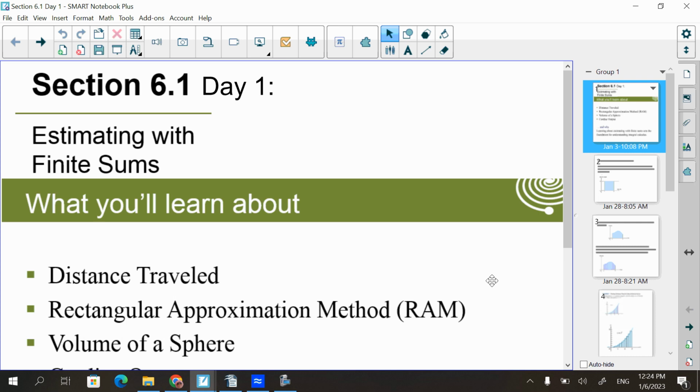Chapters 6, 7, and 8 are what we have left to do. We'll get those done, hopefully, by spring break. We don't have to do all of the sections.